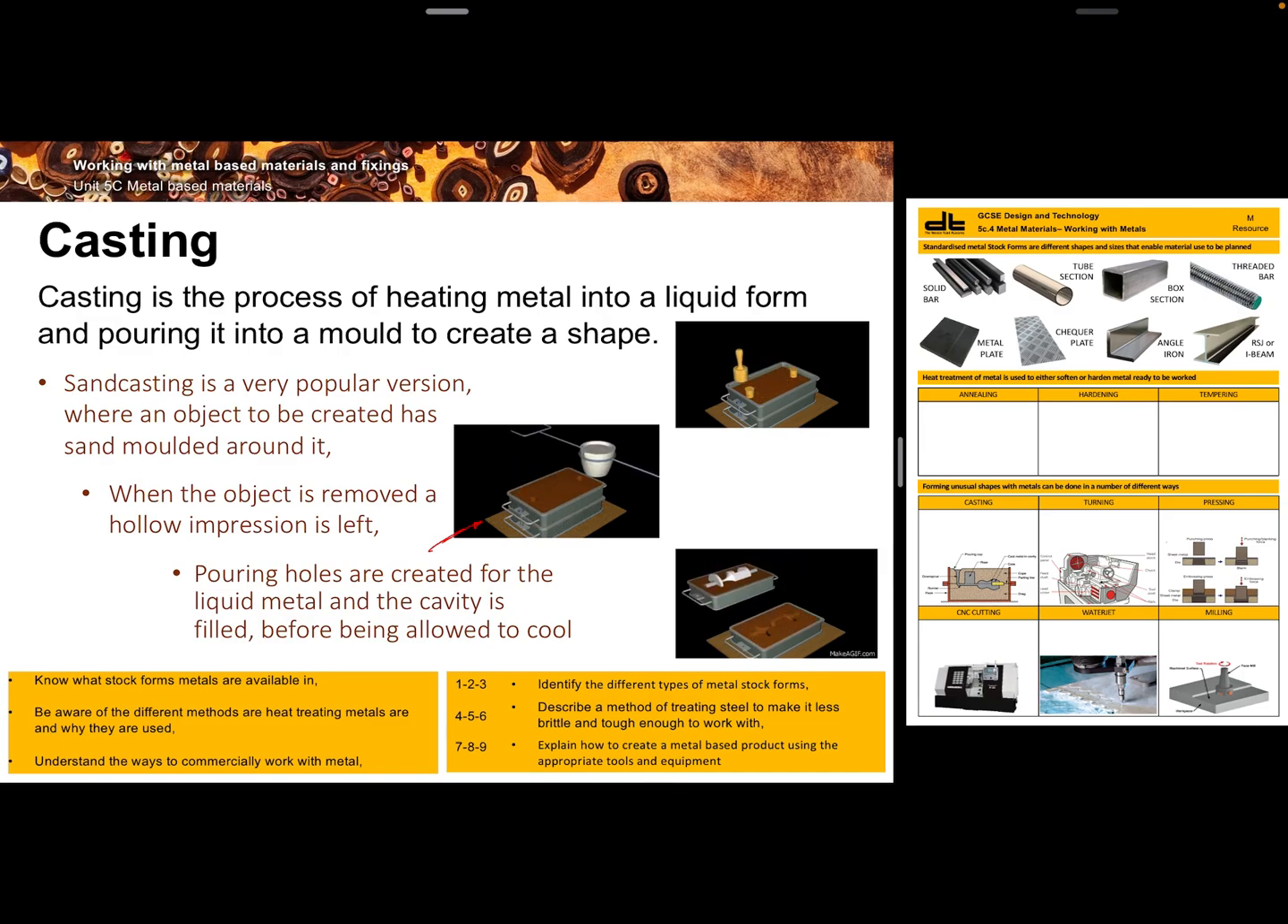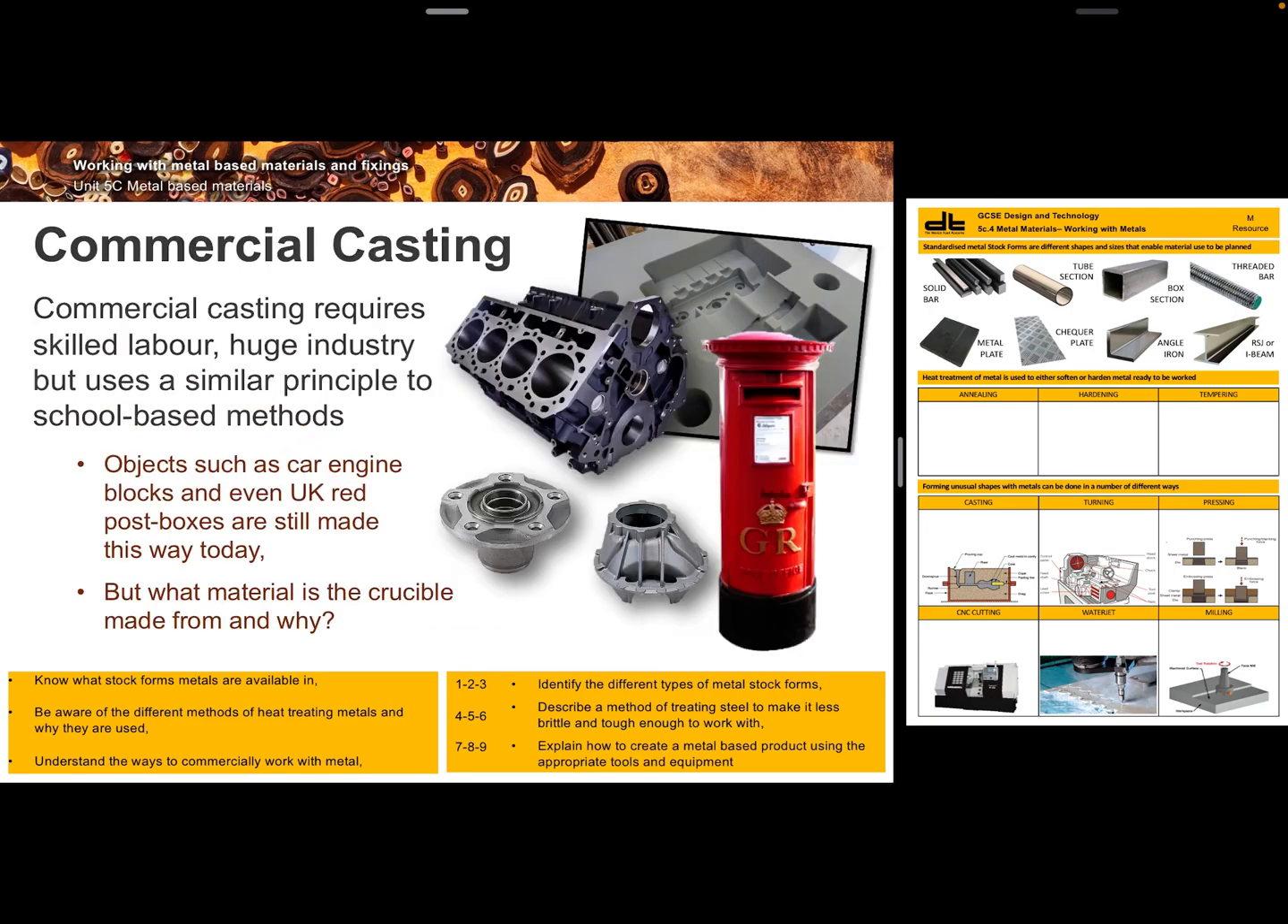You've got a pouring hole and a rising hole. Pour the liquid metal in, and then the metal is going to rise up from the other side, and you'll be able to see when the mould's full. Last image shows the two parts being taken apart, and then you can remove your metal from the actual mould and you've got your casting complete.